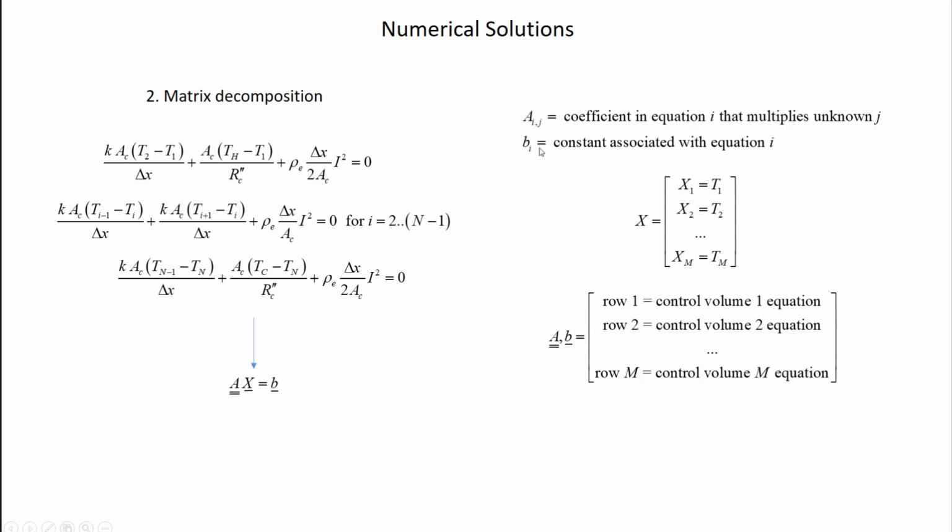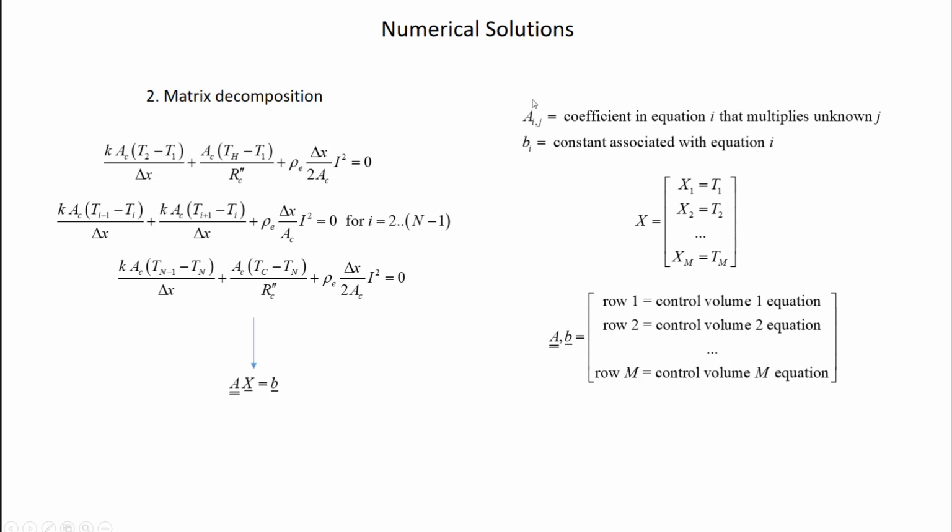And more specifically, the entry in the A matrix that sits in the ith row and the jth column is nothing more than the coefficient in the ith equation here that multiplies the jth unknown, right? So for A_ij, the first index i corresponds to the equation, the second index j corresponds to the unknown, right? And then b_i is just the constant associated with the ith equation.